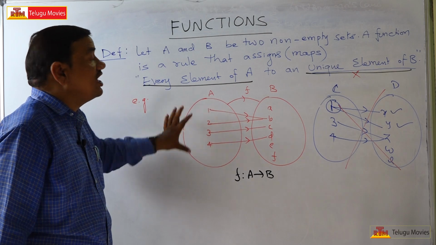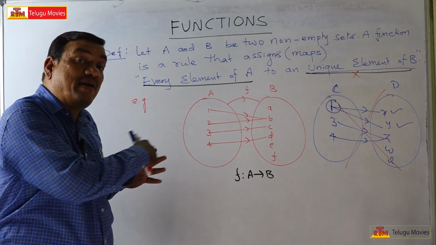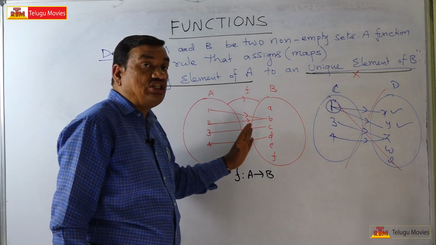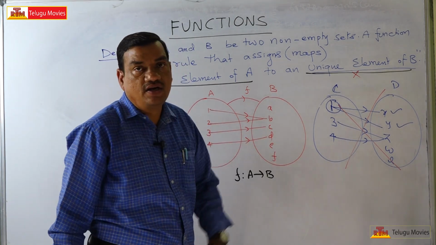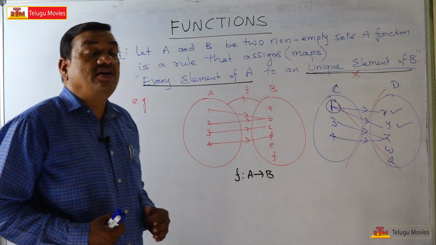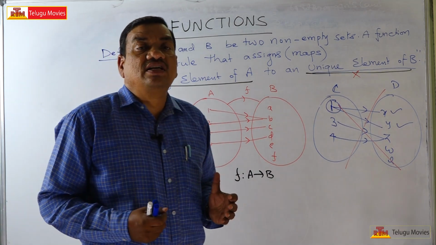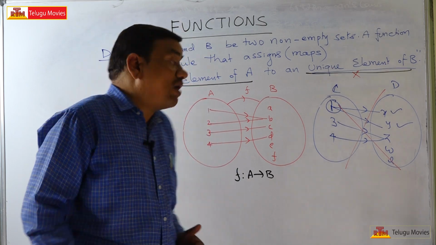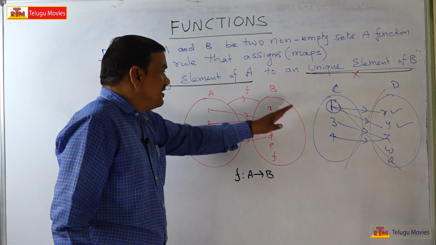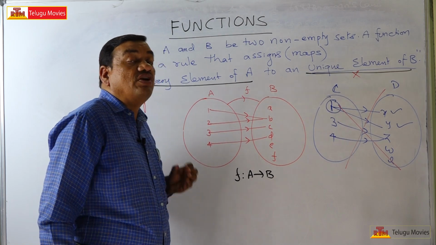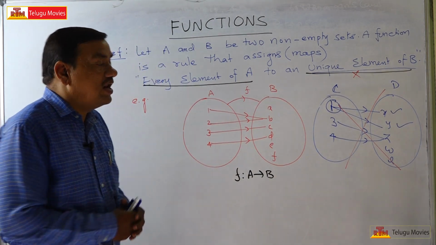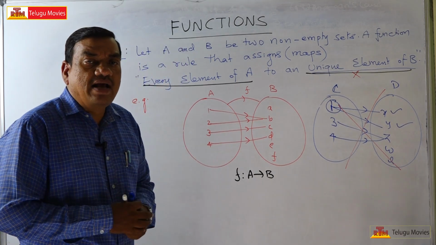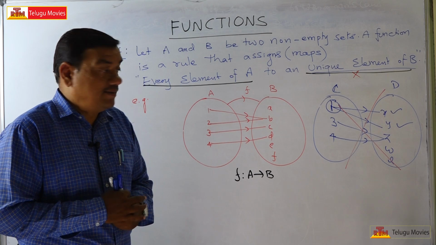Understand? Such a mathematical structure is called a function from A to B. In mathematics, whatever happens, we give it in terms of notation. Here, what is the notation? What is the name of the function? We will take small letters: small g, small f, small h. Sometimes capital letters we can also take.